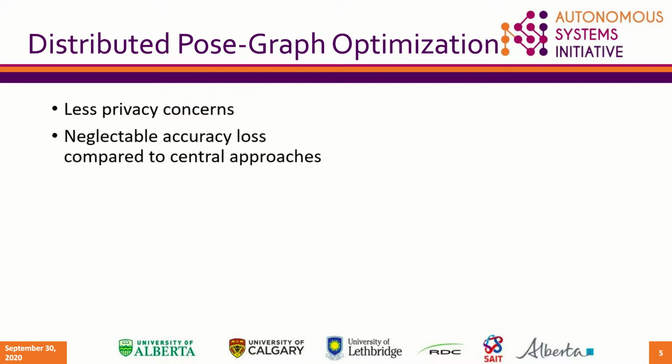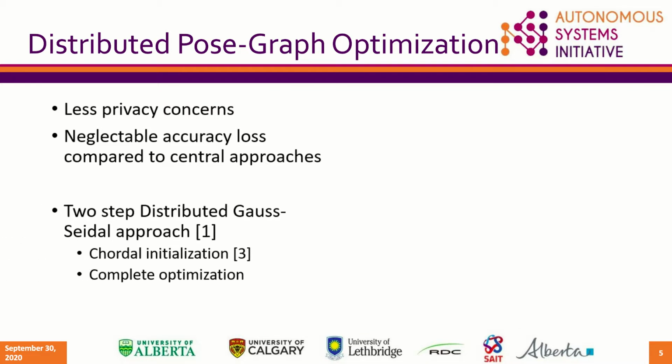We have less privacy concerns since we are not sharing all the information with the others. And in the studied approaches, we are going to see its accuracy is at the same level of the central approaches. In order to do this, in the literature, there has been a proposed method named two-step distributed Gauss-Seidel approach, which is using chordal initialization method.